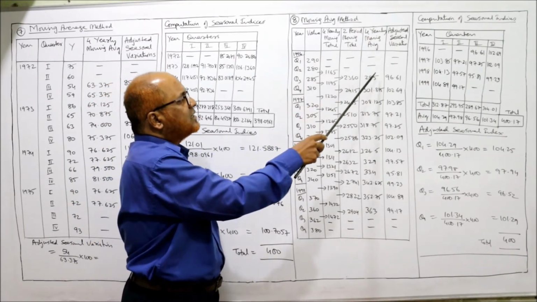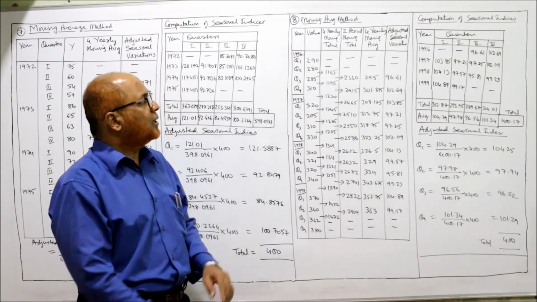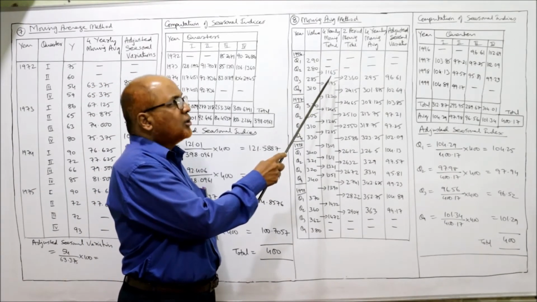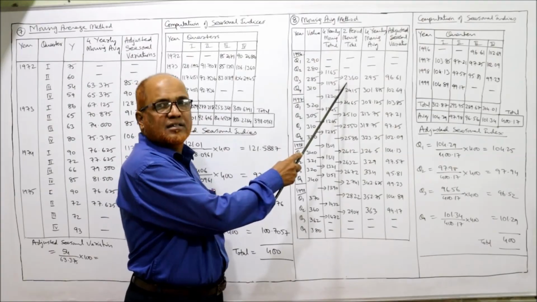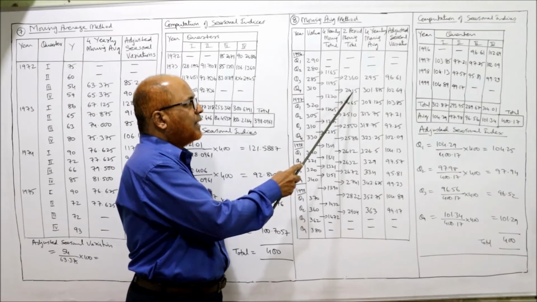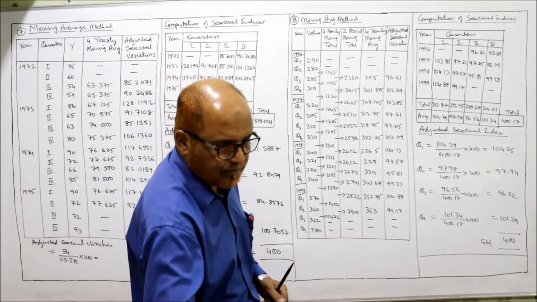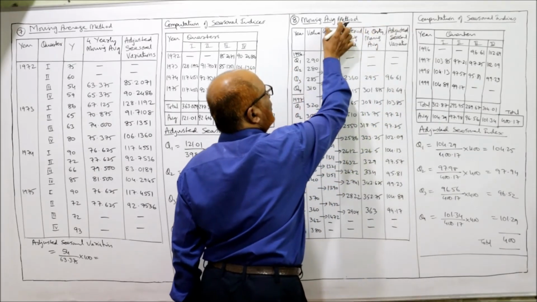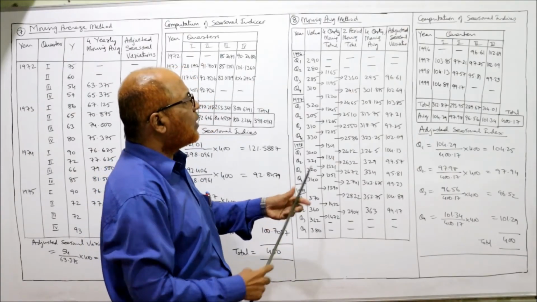Now divide by 8. 2360 divided by 8 will get 295. Why 8? Because this is the total of the first 4 quarters and this is the total of the second 4 quarters. So first 4 quarters, second 4 quarters, that means 8 quarters. This total is for 8. So 2360 divided by 8, you will get 295. 2415 divided by 8 will get 301.87. This is the 4 quarterly moving average. Instead of yearly, we can write 4 quarterly. So we got the 4 quarterly moving average.